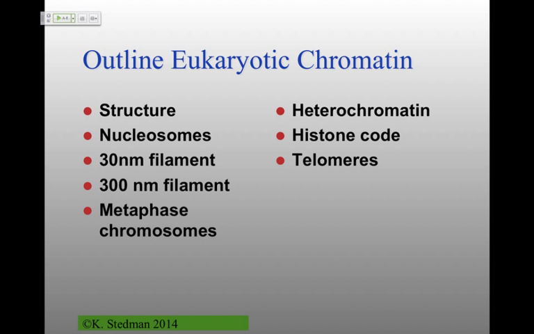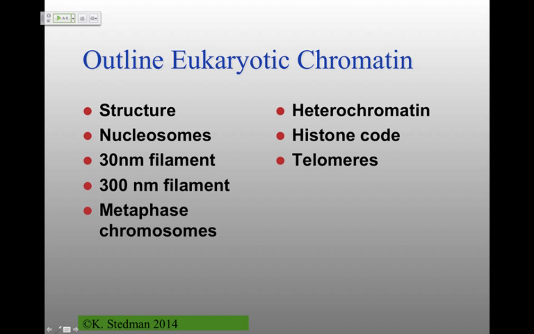Okay, today we're going to talk about eukaryotic chromatin. We'll move pretty quickly through structure and nucleosomes. Hopefully most of this is review for you. 30 nanometer filaments and 300 nanometer filaments: this is really how the structure of eukaryotic DNA is inside the cell most of the time. Metaphase chromosomes are a very specific case of extreme chromosome compaction. And then we'll talk a little bit about heterochromatin versus euchromatin.